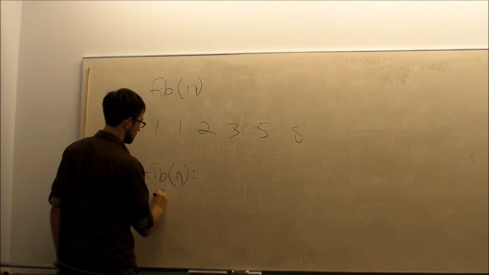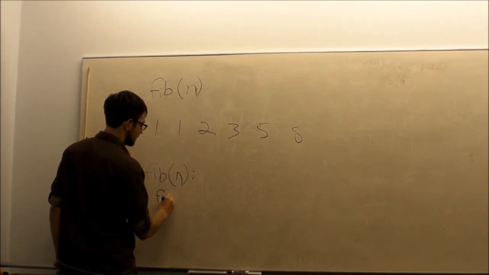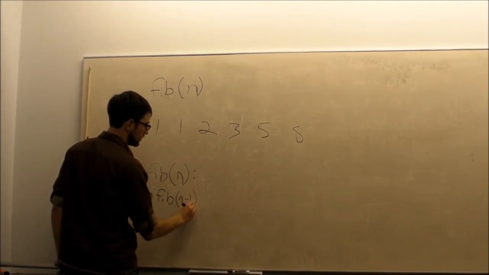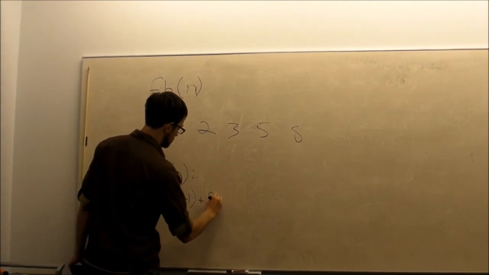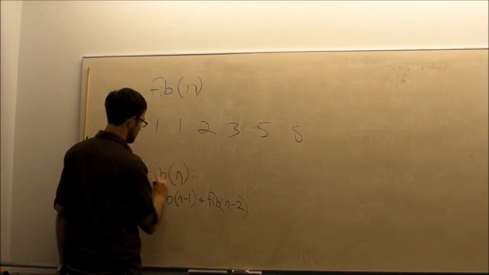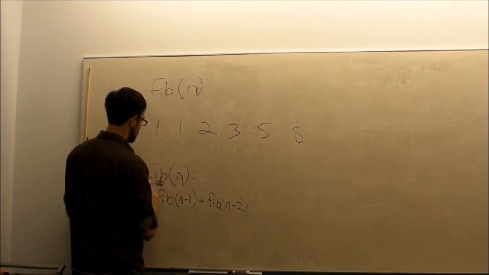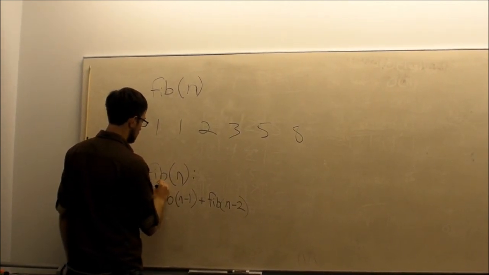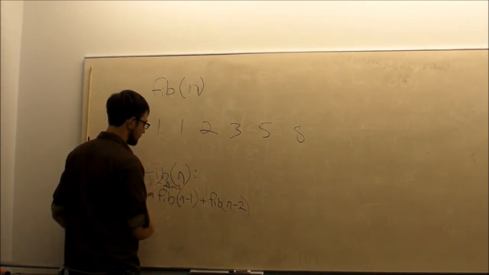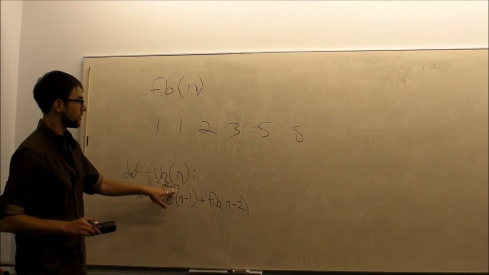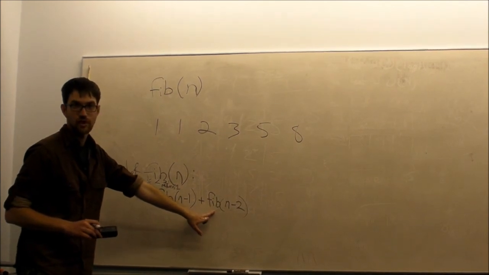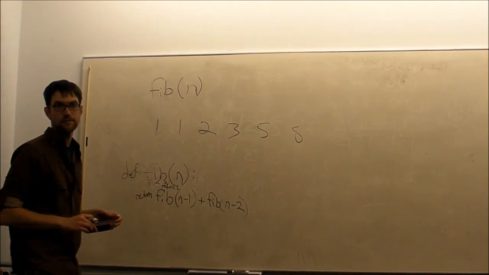Fib n equals fib n minus 1 plus fib n minus 2, and if n is less than 2, return the number 1. If we're down here, return 1. Otherwise, just call the Fibonacci function to get the smaller values.